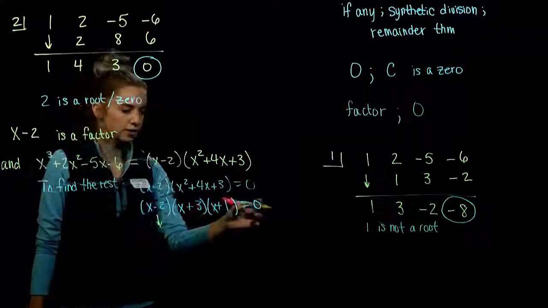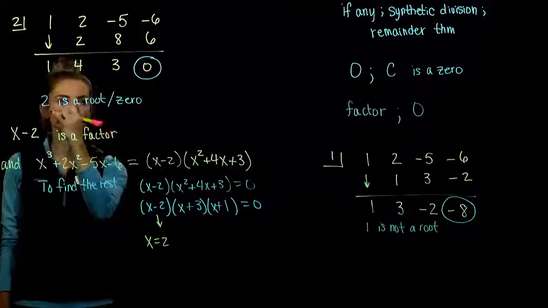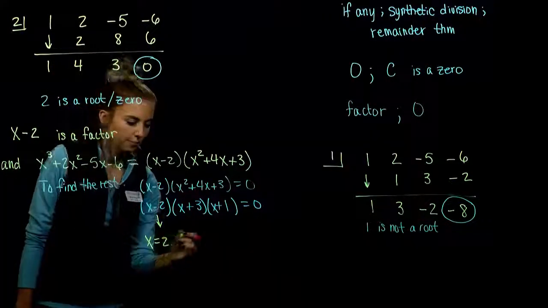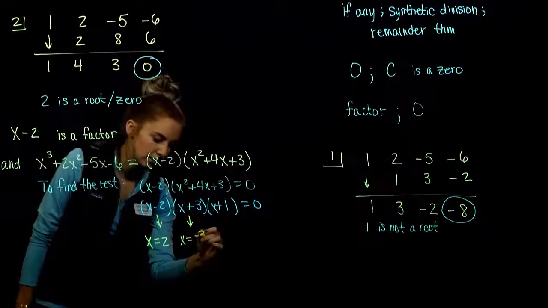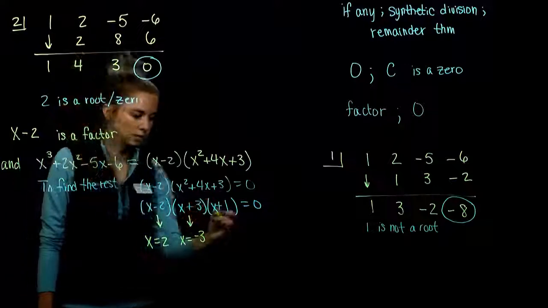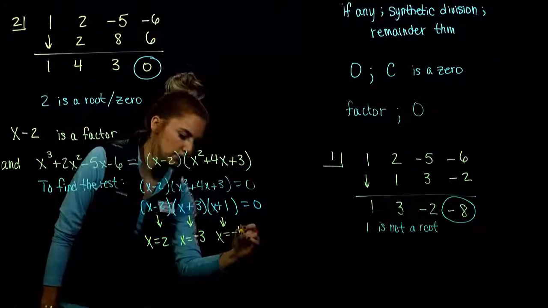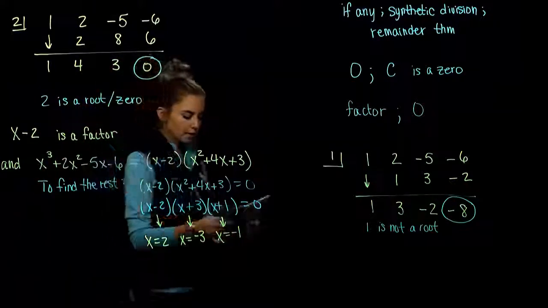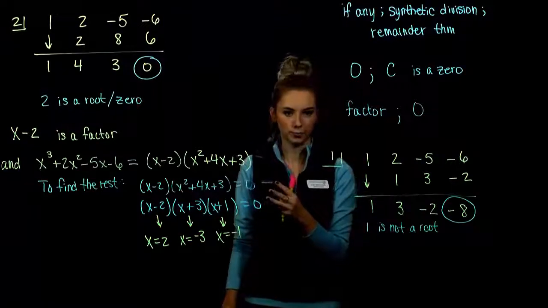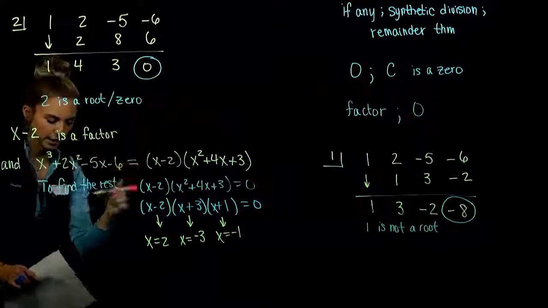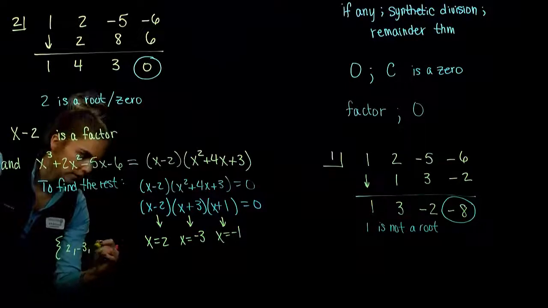If the first chunk is set equal to 0, we get 2. And we already knew that was a root from our synthetic division. From our second piece, if that one's set equal to 0, we get out x is negative 3. And then from the last one, if we set that chunk equal to 0, my x value is negative 1. So we found 3 real roots, even though we had 8 possible. So our solution set, I guess we could say, is 2, negative 3, and negative 1.